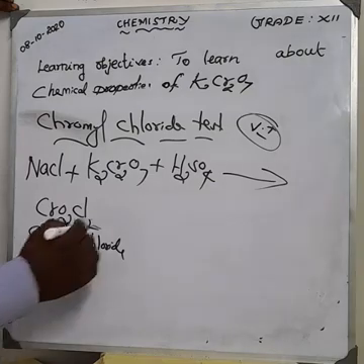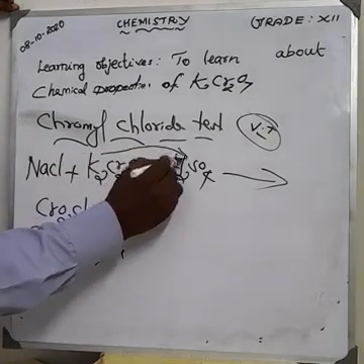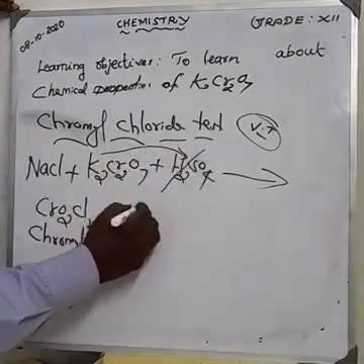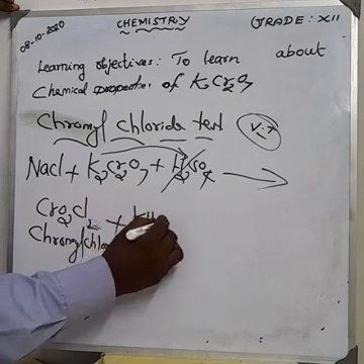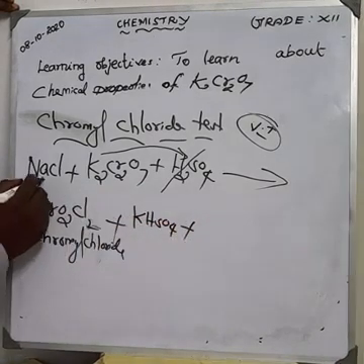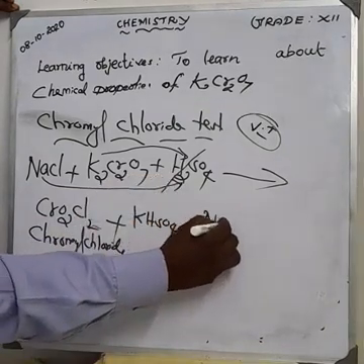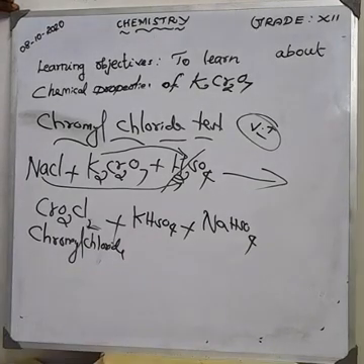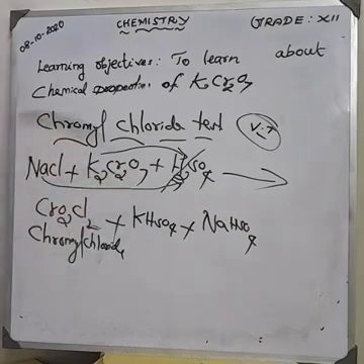Here, this potassium combines with bisulfate to form KHSO4. This sodium combines with the bisulfate to form NaHSO4. Clear? Then next, what are the possibilities? Hydrogen combines with oxygen to form water.